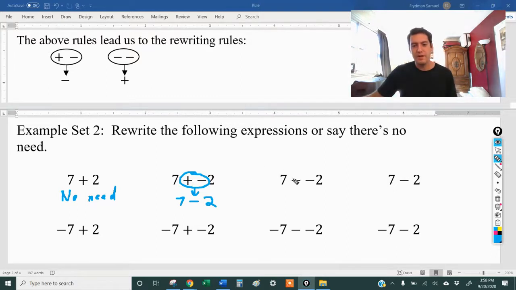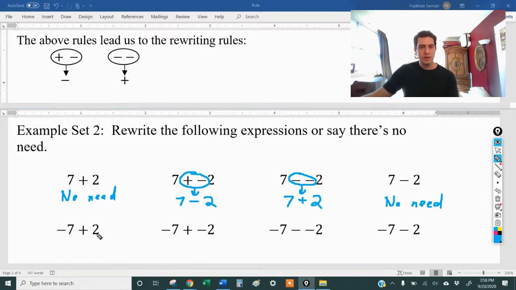right? What about 7 minus -2? Again, if we have a minus negative right next to each other, we're going to turn that into addition, because subtracting -2 is exactly the same as adding +2, right? And what about this 7 minus 2 here? There is no need to rewrite that. Okay, that's just plain old 7 minus 2, which is 5.